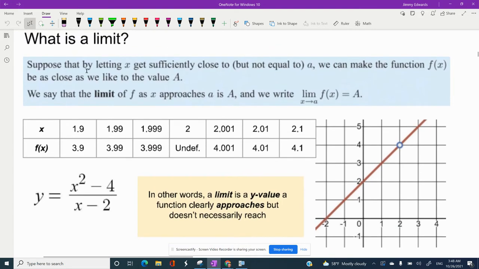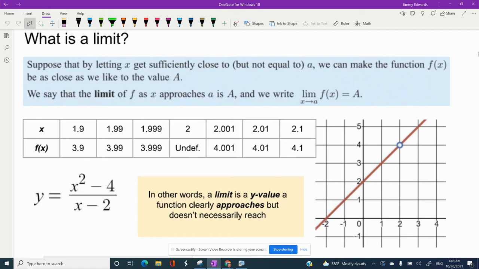Well, suppose that by letting x get sufficiently close to, but not equal to, some value a, we can make the function f be as close as we like to the value A. And we say that the limit of f of x as x approaches a is A, and we write that the limit as x approaches a of f of x is capital A. So that's sort of the formal way to say, follow the pattern.